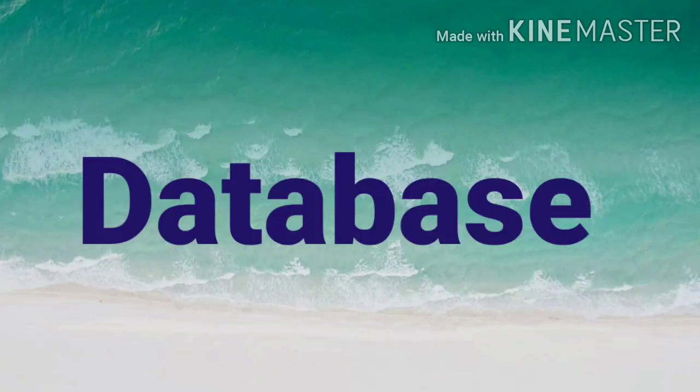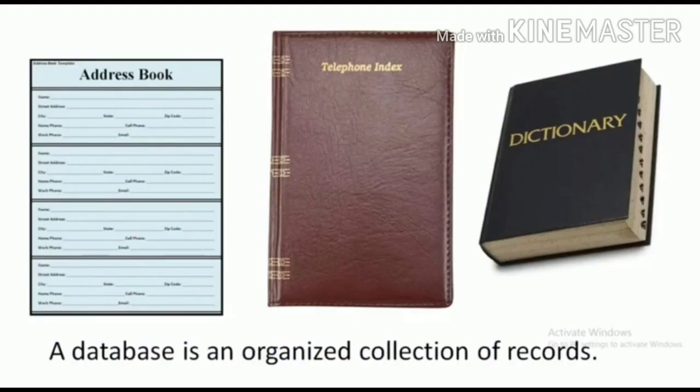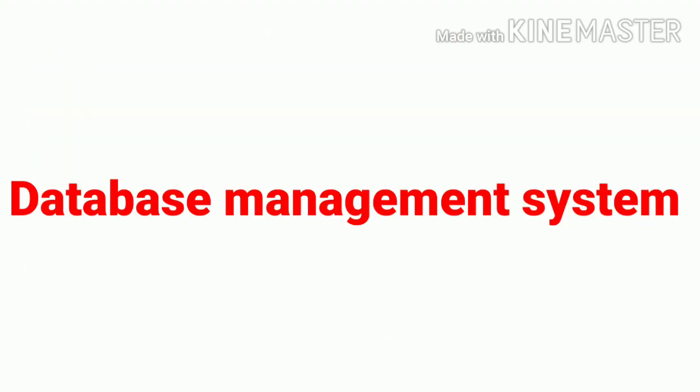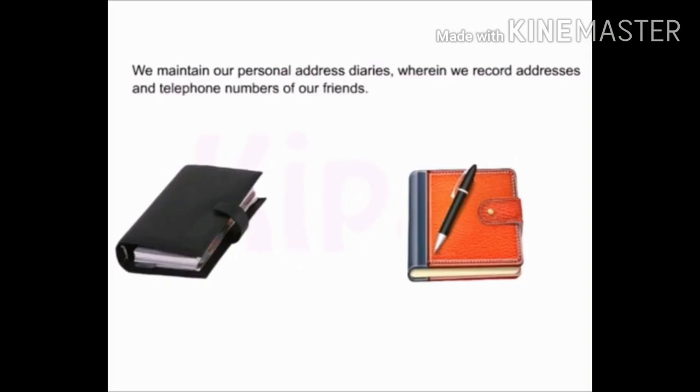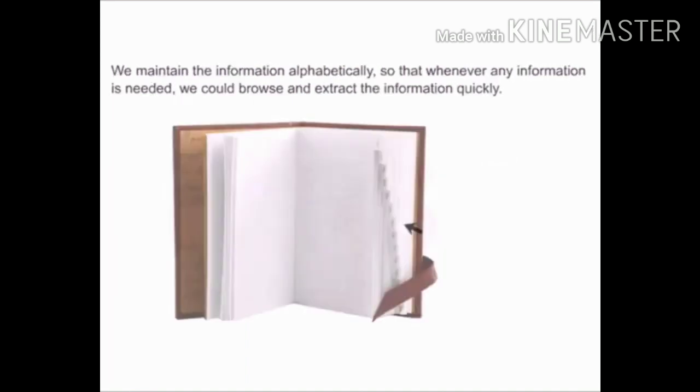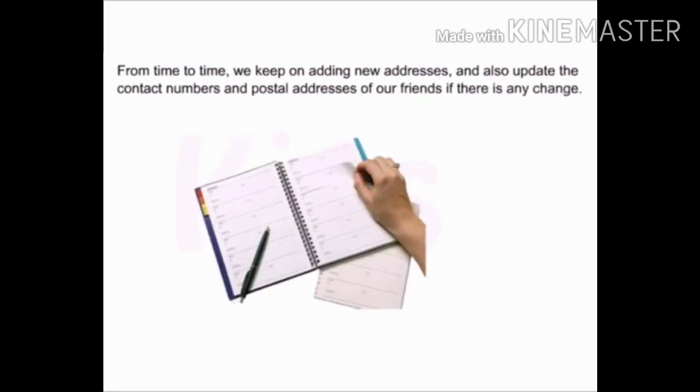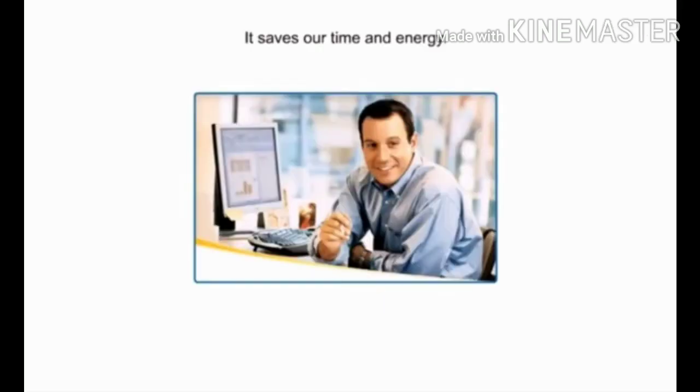Students, do you know what is meant by database? A database is an organized collection of data. What is database management system? Managing a large amount of data manually is a difficult task. In such a situation, a computerized record system is of great help. The data in a database is organized in such a manner that it is easy to access, manage, and update.